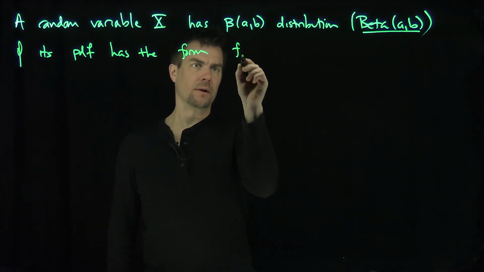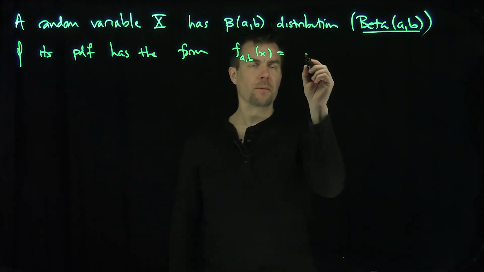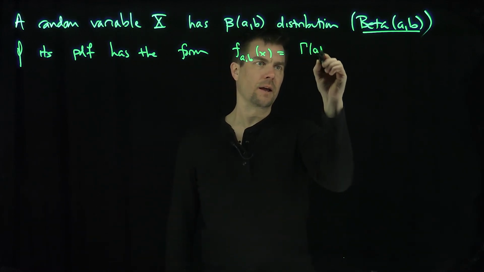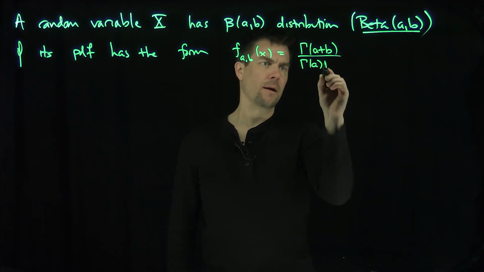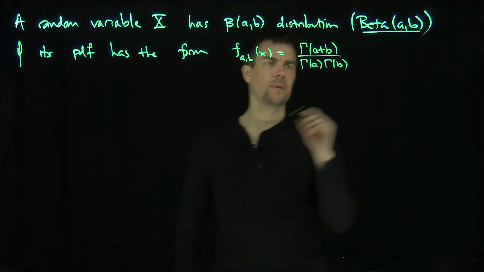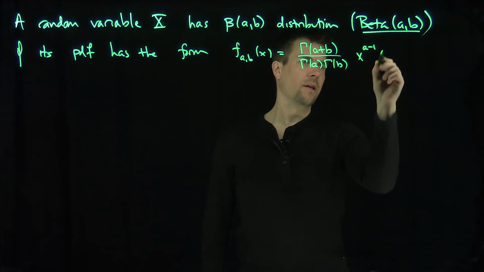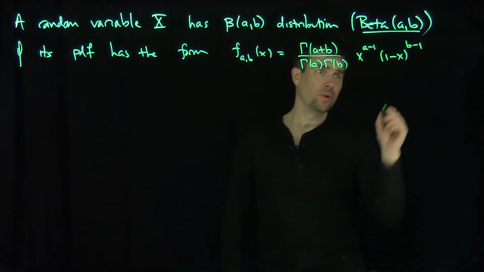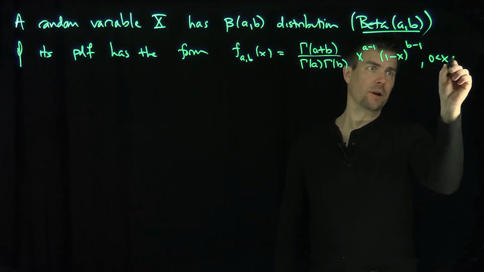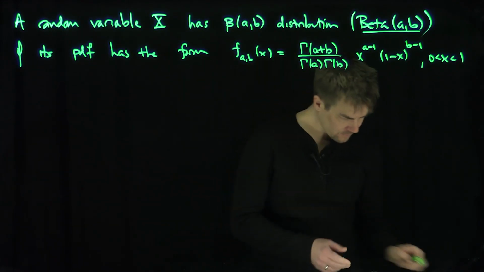f_{a,b}(x) is going to be gamma of a plus b over gamma of a, gamma of b, and then x to the a minus 1, and then 1 minus x to the b minus 1, and here x is between 0 and 1. So this is a compactly supported distribution. Okay, excellent.